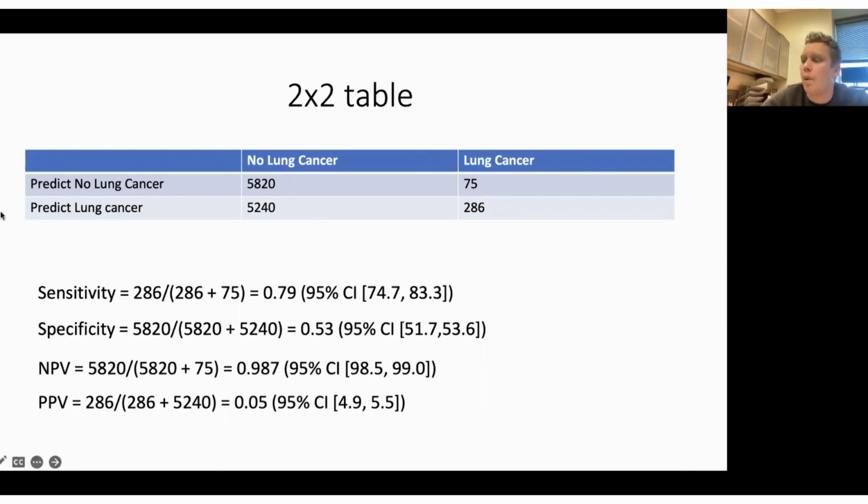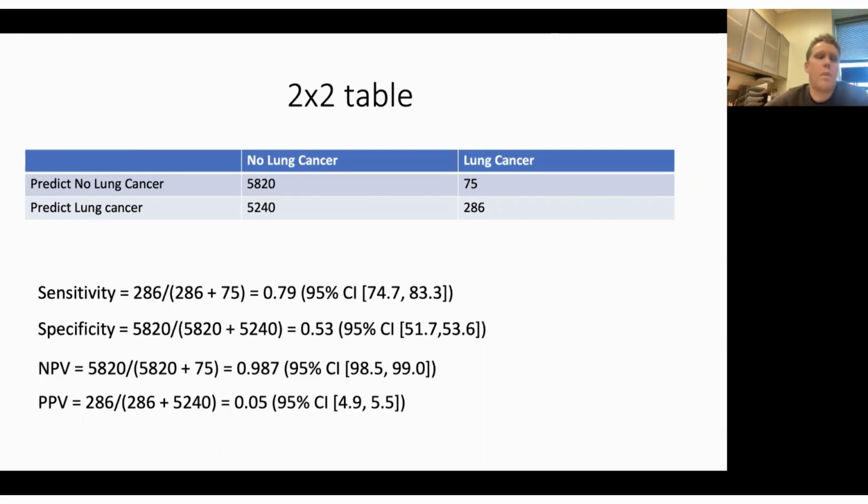Okay, so then negative and positive predictive value are just looking at the other side of the spectrum. Basically, negative predictive value is saying among the people where the model does not predict lung cancer, how many of those actually did not have lung cancer? So it's 5,820 divided by 75. And where you have an outcome that is rare, negative predictive value tends to be very high usually, because when the model predicts you to have no lung cancer, you're very likely to not have lung cancer since the outcome is so rare to begin with.